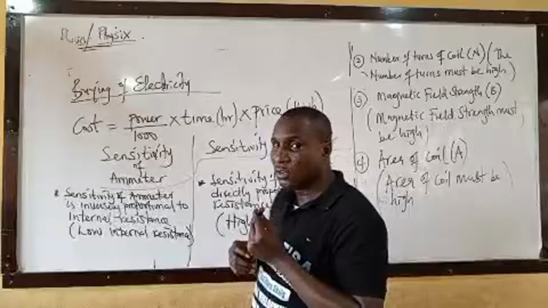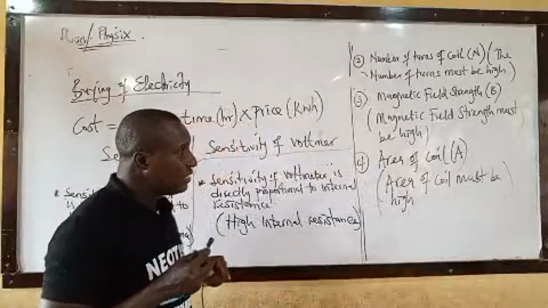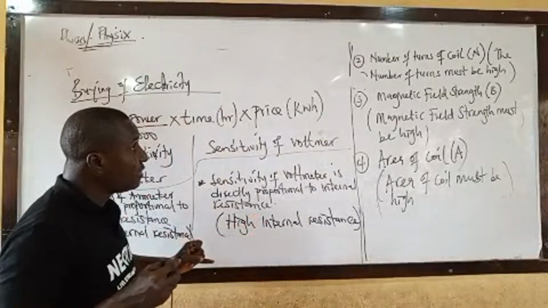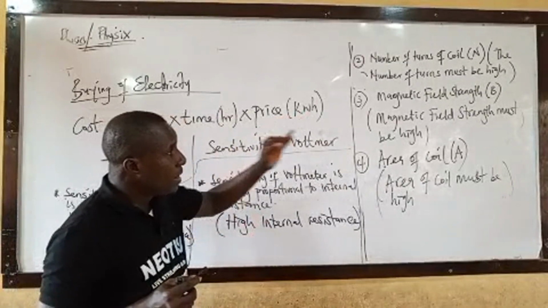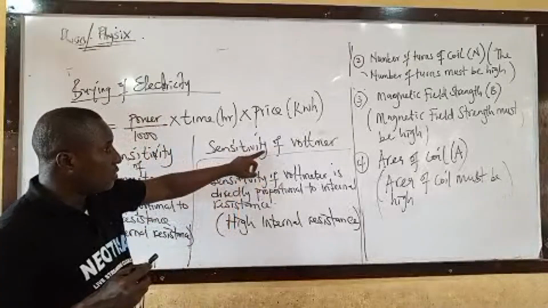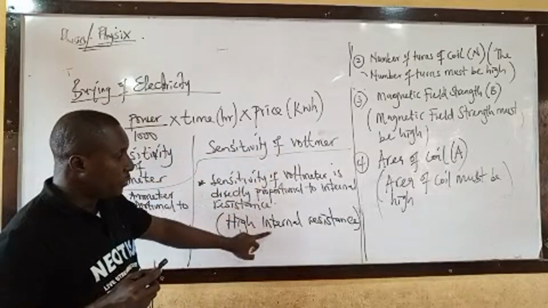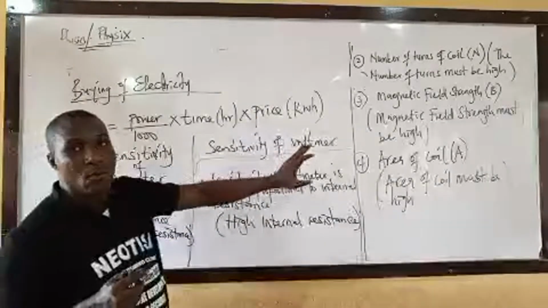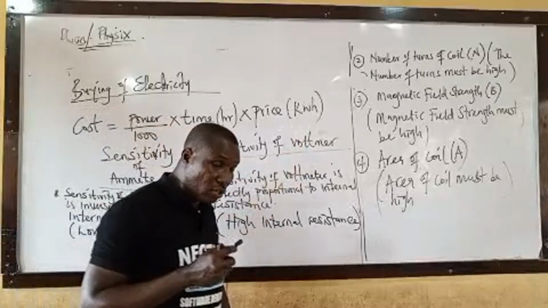Take note. Factors affecting sensitivity of voltmeter and ammeter: we have internal resistance, number of turns, magnetic field strength, area of coil. But the internal resistance for voltmeter must be high, and for ammeter must be low. The other ones are the same. Please let us take note of that.